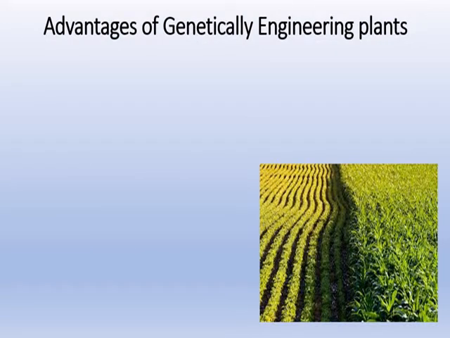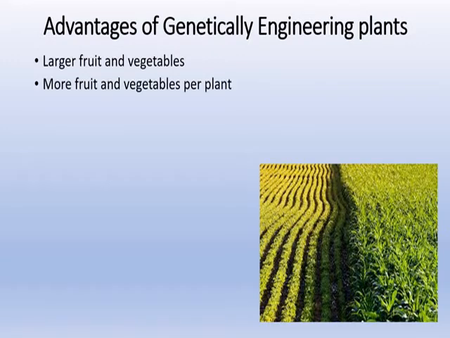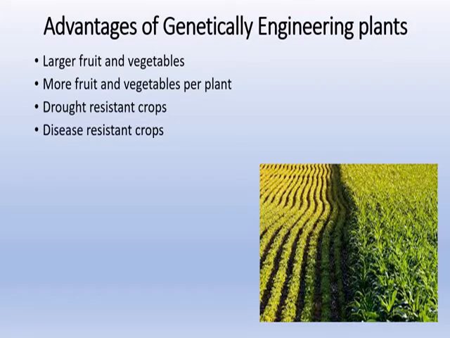There are several advantages of genetically engineering plants. You can have larger fruit and vegetables, so instead of small tomatoes, you can have big tomatoes. Instead of having 10 tomatoes per plant, you might end up with 20 or 30 tomatoes per plant, so you have more fruit. The crops can be made drought resistant, so even if there is not a lot of rain, and you need less water, the plants can still grow. The plants might be disease resistant, so when certain pests come along, the plant survives. You can spray herbicides, weed killers over the crop, and the crop won't die, but the weeds will.